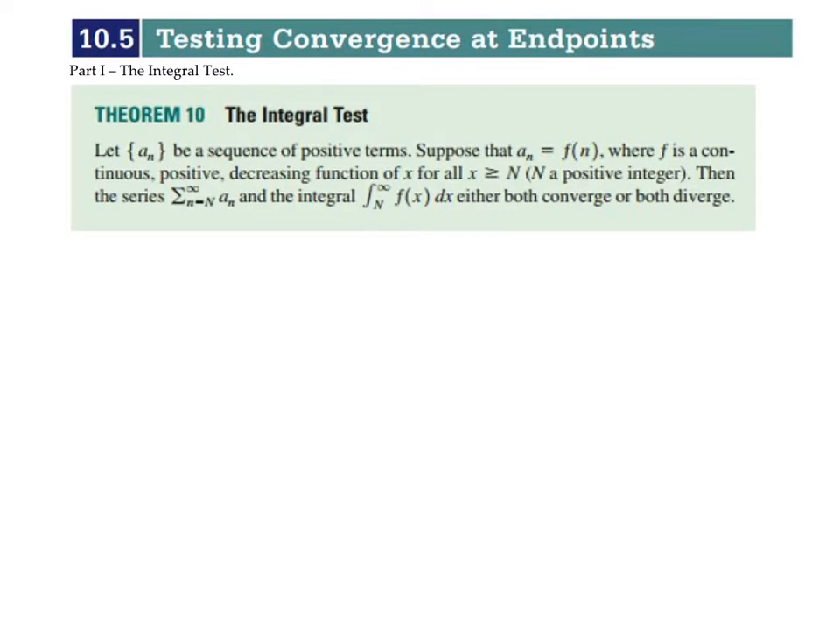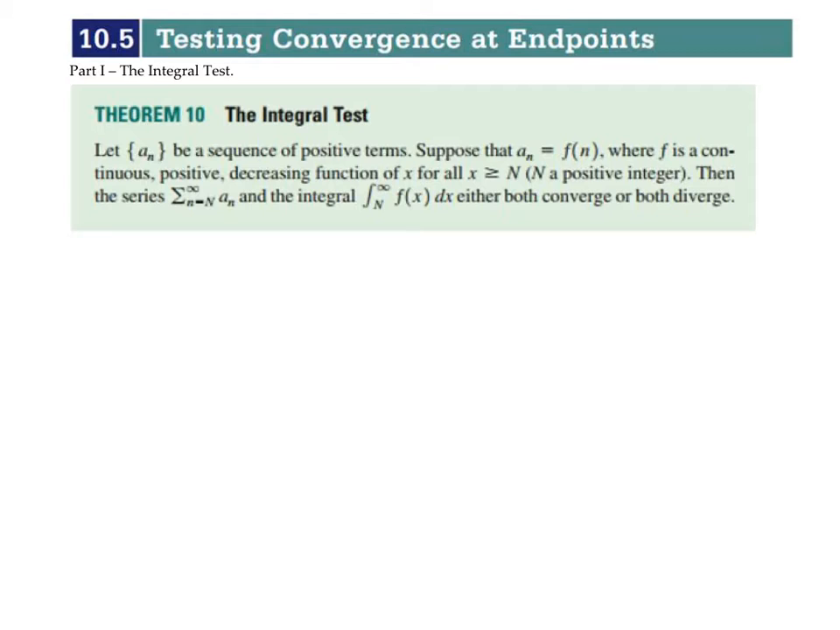So, suppose I have some sequence a1, a2, ..., an of positive terms, no negatives. And suppose that an is equal to f of n, where f is a continuous positive decreasing function of x for all x greater than or equal to some initial positive integer. Then the series and the integral either both converge or both diverge.